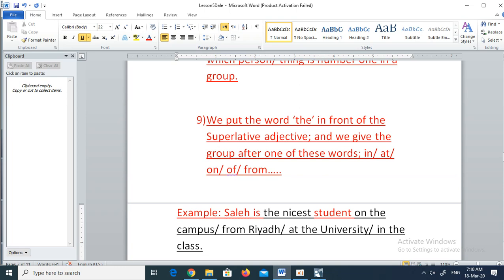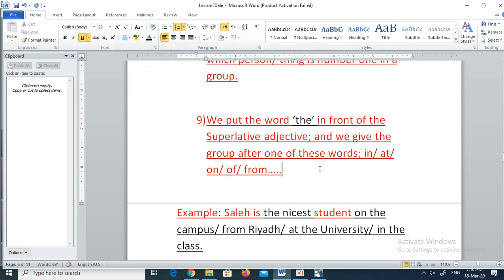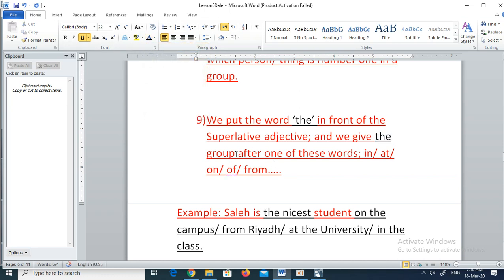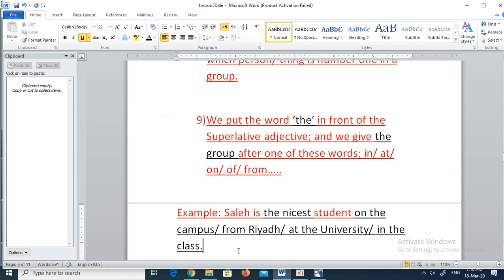So remember, when you are using the superlative, make sure that in front of the superlative, you put that word the, and then you tell us the group. You tell us if it is the group of students in the class, if it is the group of students from Riyadh, if it is the group of students at the university. You have to tell us in which group this person is the number one.